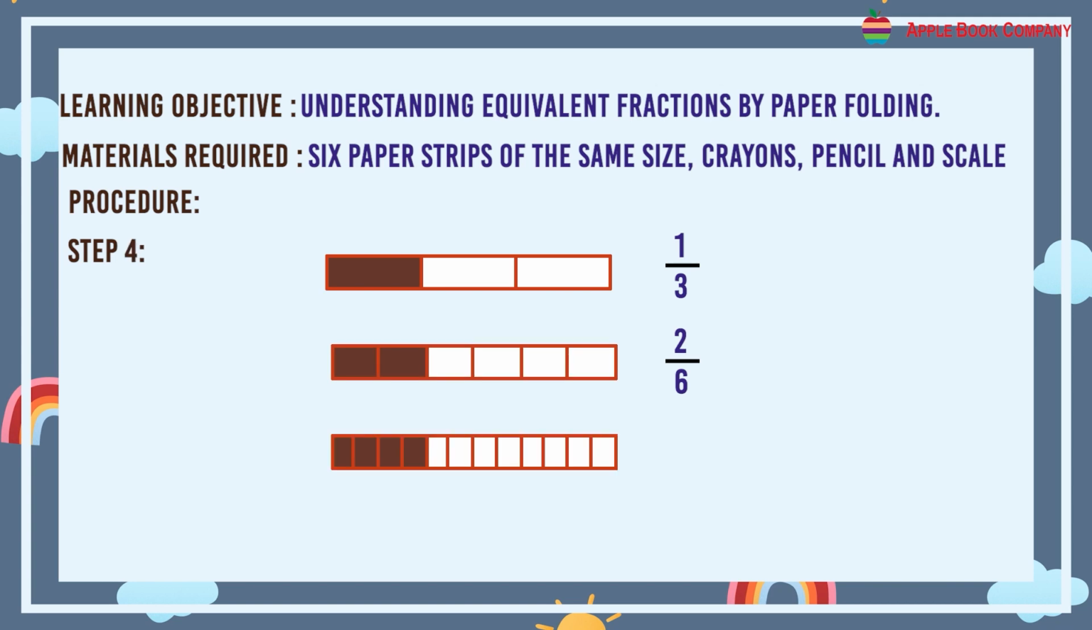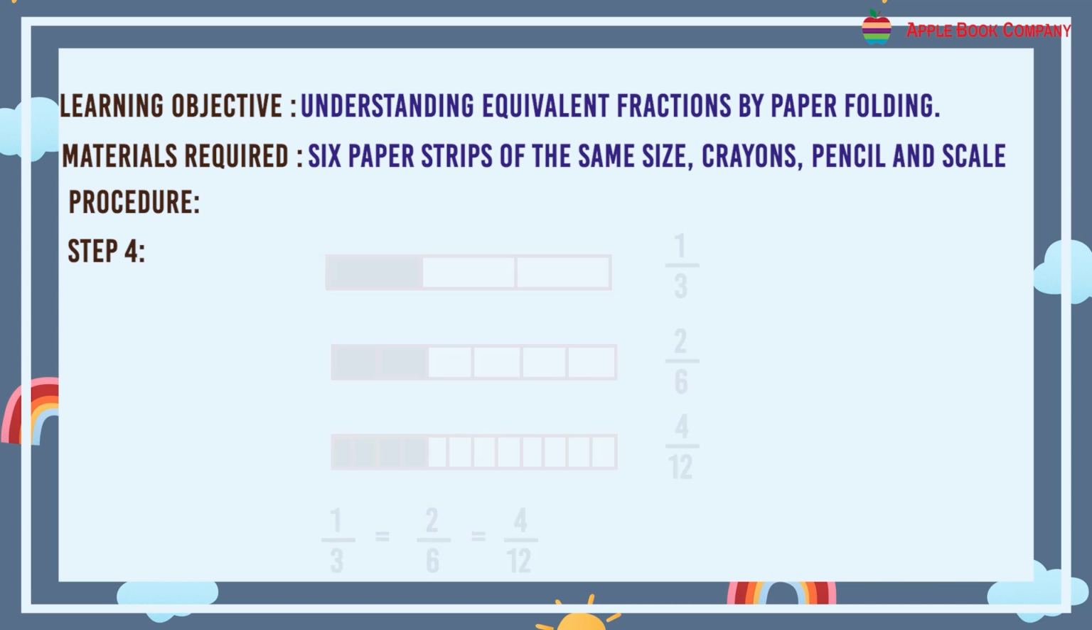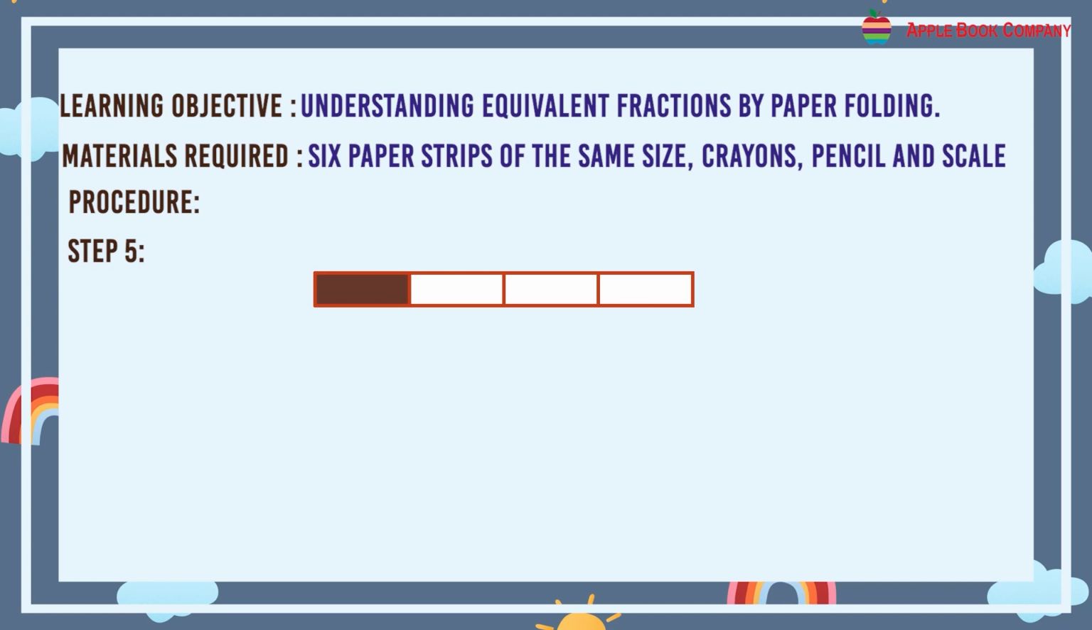Step 4. Fold the third strip into 3 equal parts, then refold the strip into half and then again into half. Unfold the strip and draw lines along the folds. The strip is divided into 12 equal parts. Shade 4 parts out of the 12 equal parts. What do you see? 1/3 equals 2/6 equals 4/12. Step 5. Now make equivalent fraction strips for 1/4 with the remaining fraction strips. Write the set of equivalent fractions.